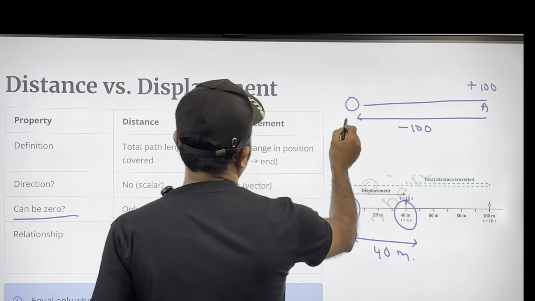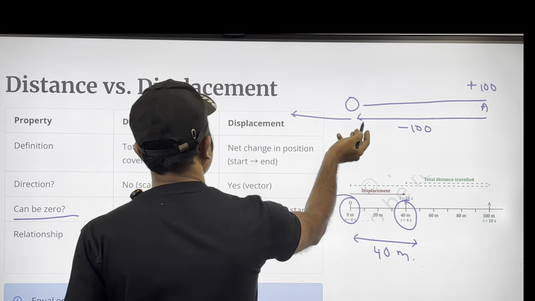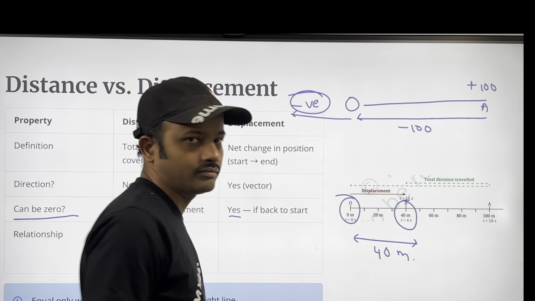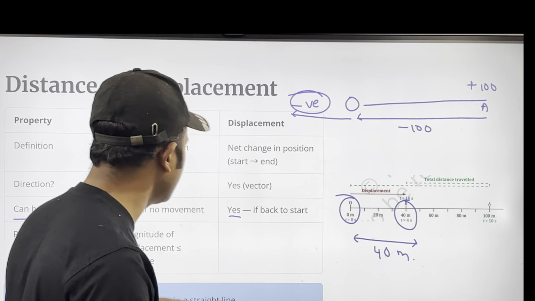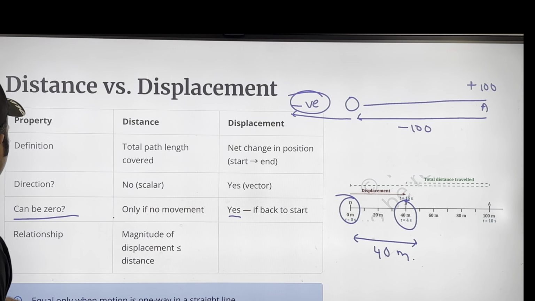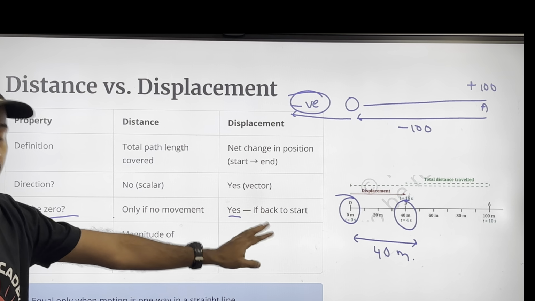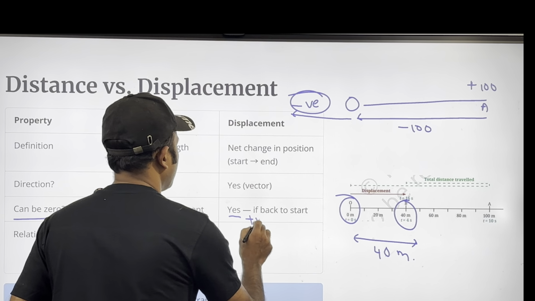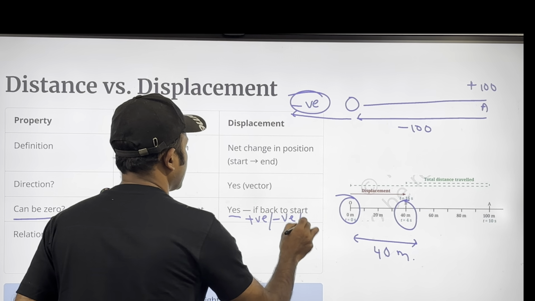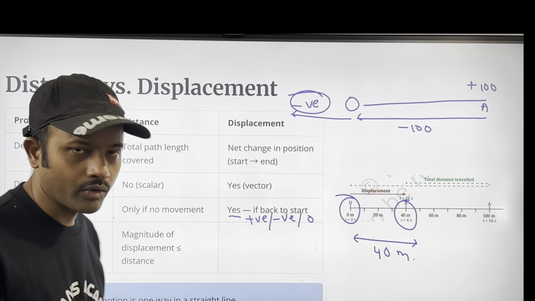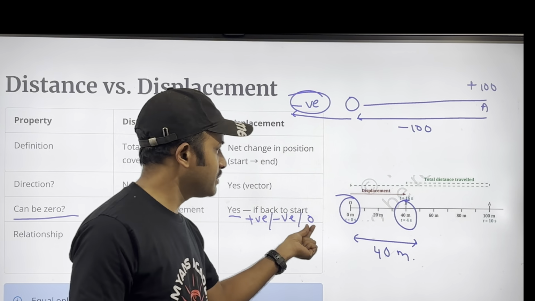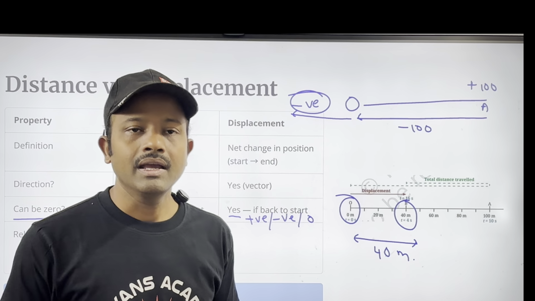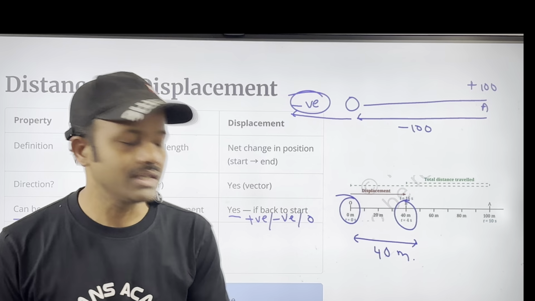If the object is moving in the left side direction, in this case also the displacement becomes negative. Okay, like that you have to consider displacement. So displacement can be 0 or it can be negative or it can be positive. So in which case does the displacement become 0? If the initial point and final point both are coinciding, in that case the displacement becomes 0.